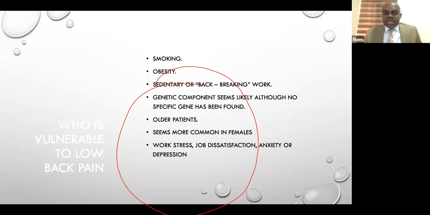So who is vulnerable to low back pain? Remember that I said that 80% of people would have back pain at some point in their lives. So anybody can be vulnerable to low back pain. But there are some patients, either due to the kind of people they are or the kind of habits that they have adopted, that are specifically vulnerable. Smokers are one of them, for people who smoke heavily, especially.